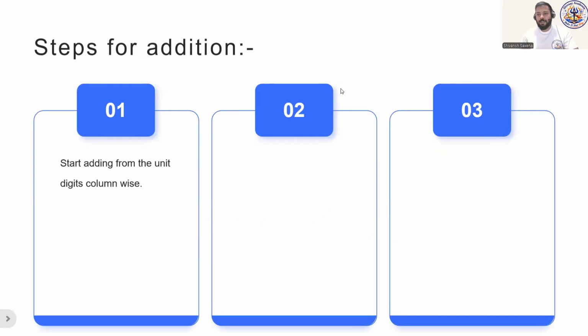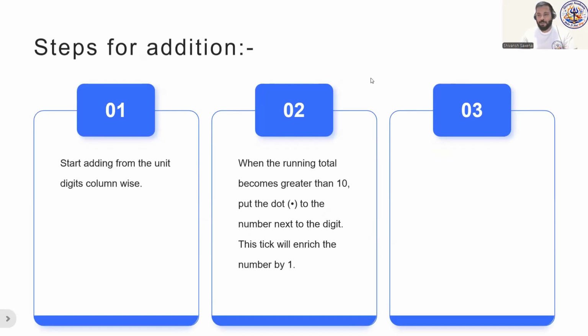Step 1: Start adding the digits column-wise, starting from the unit digits. Step 2: When the running total becomes greater than 10, put a dot on the number next to the digit. This dot will enrich the number by 1. Step 3: Then finally solve accordingly. So now let's uncover this method through examples.